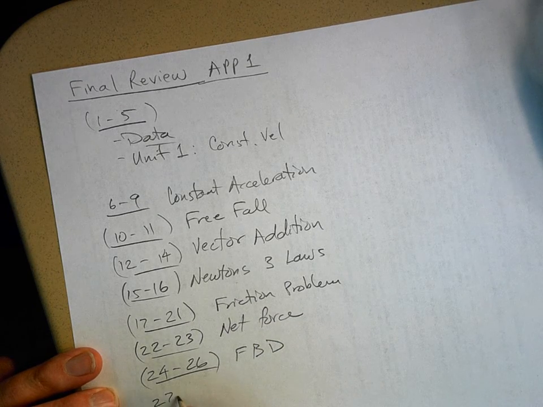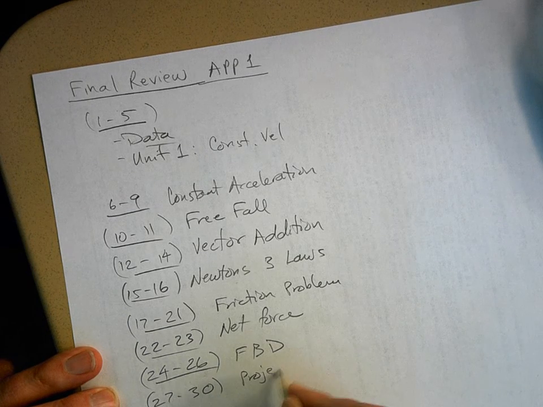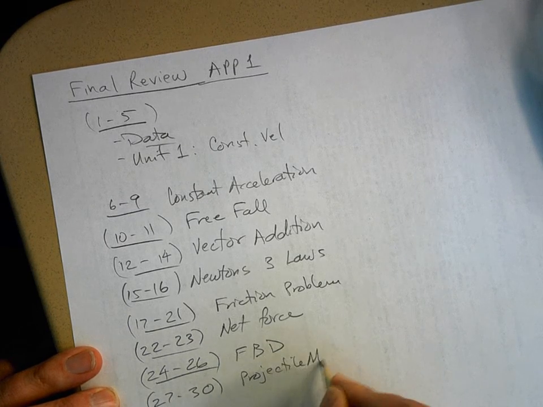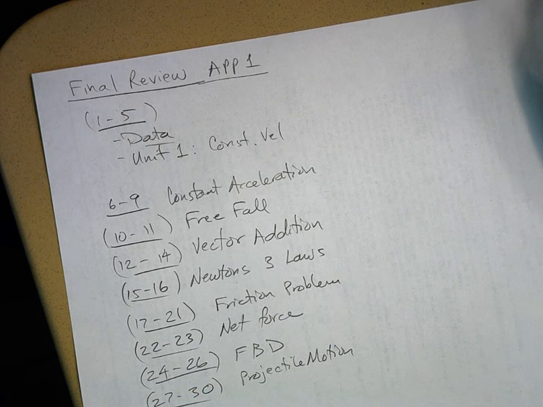27 through 30 is a projectile motion problem. Basically, it's a pretty easy problem. You're just kicking a stone horizontally off the top of a cliff. And you want to know, how far from the base of the cliff does it fall? What is the final velocity? How much time is it in the air? How tall is the cliff? I'll give you enough information so you can figure all that out.